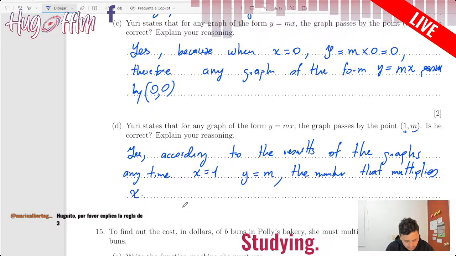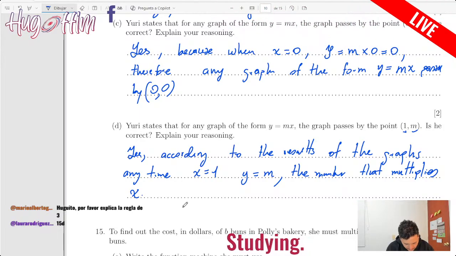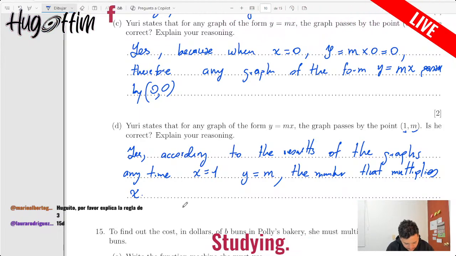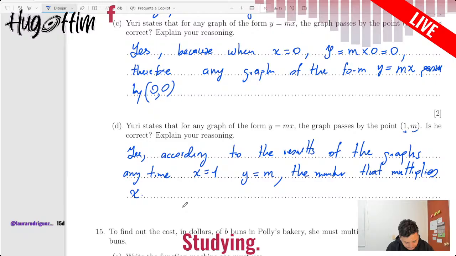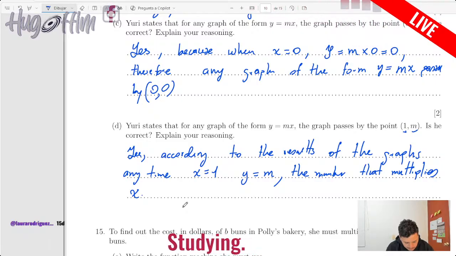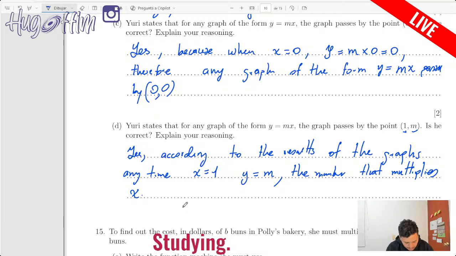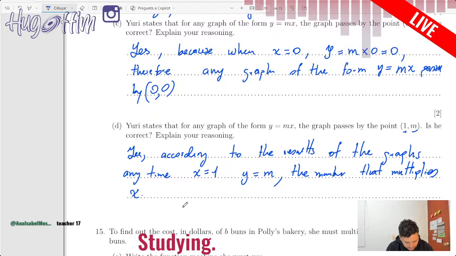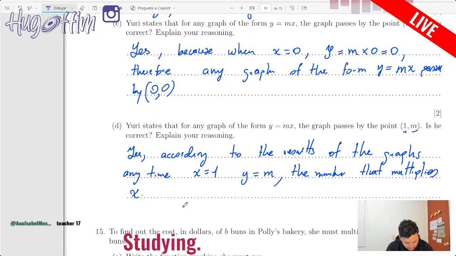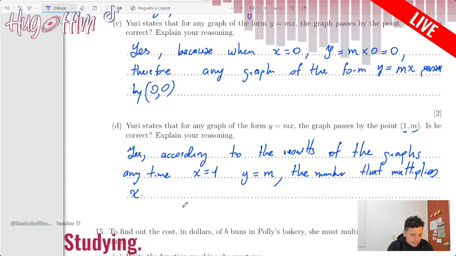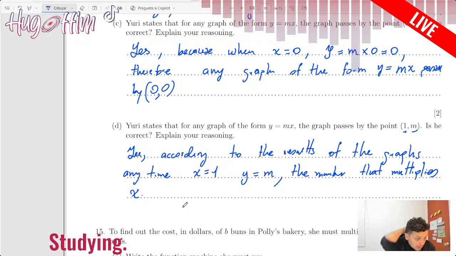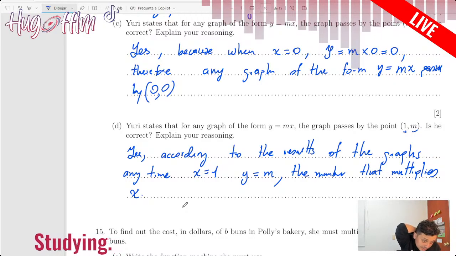Regla de tres. Okay, direct variation. Give me a minute, I'm just reading questions. Regla de tres, 15D, 17.